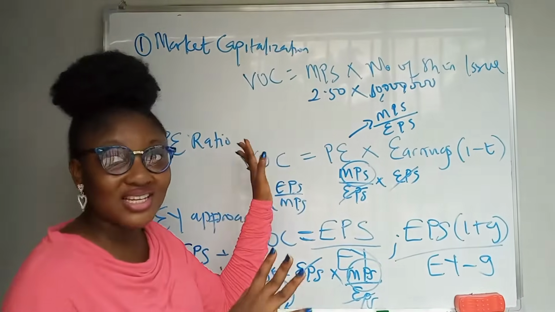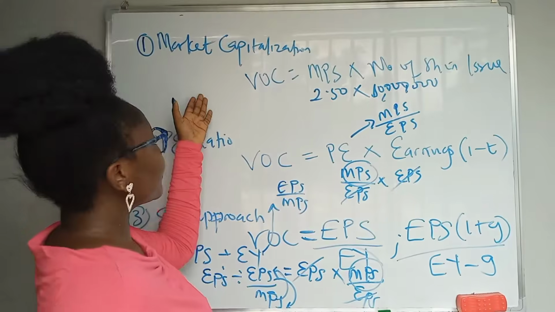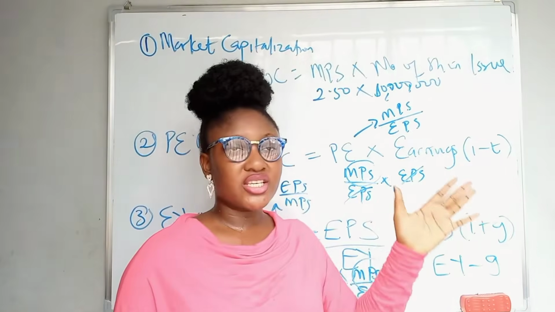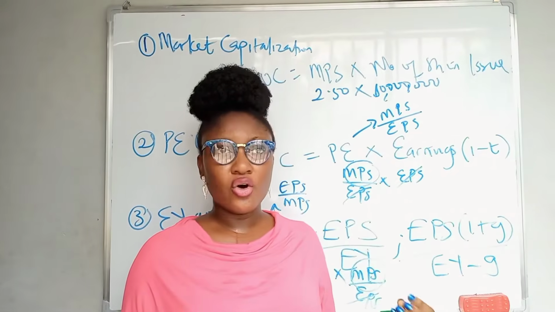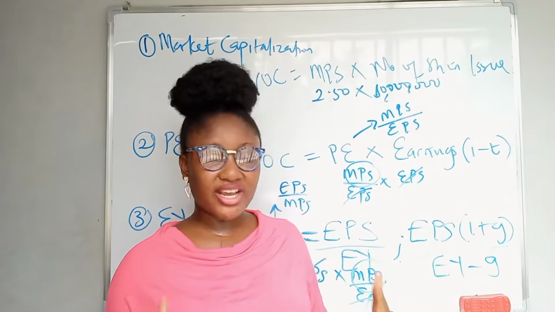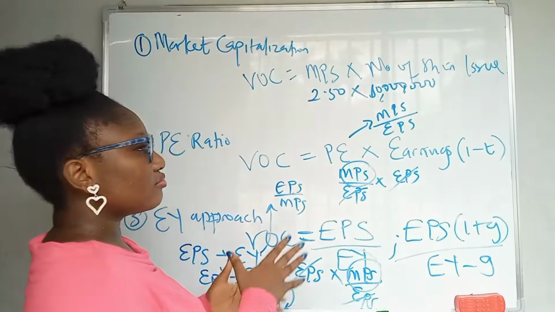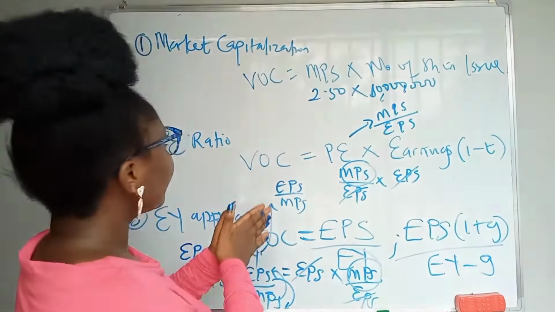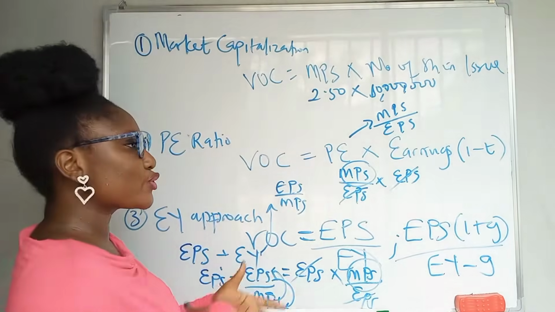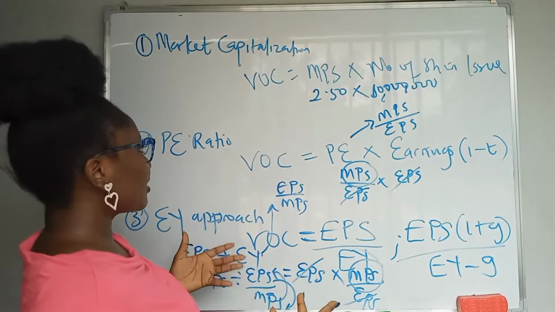Now there are advantages and disadvantages of these approaches, like the MPS. One disadvantage is that it's not all companies that you can know their market price per share. Not all companies are listed on the Nigerian Stock Exchange. Not all companies are quoted, right? Not all companies are public, so you might not know the market price per share. The advantages are that it's easy to calculate, simple to communicate to managers, all those advantages like that.